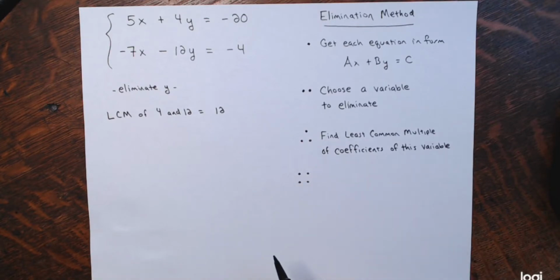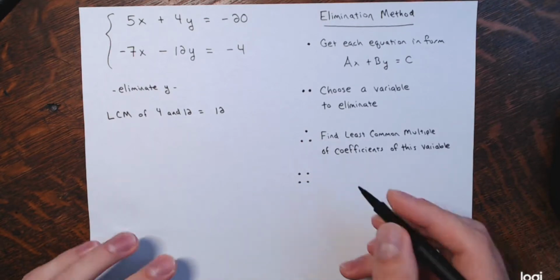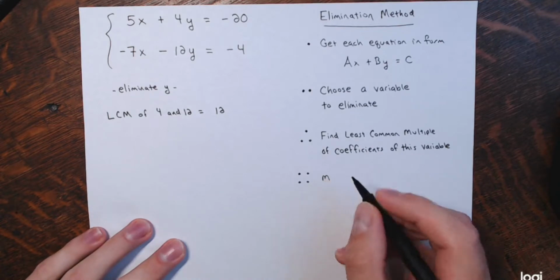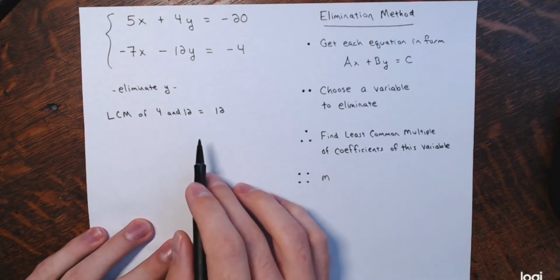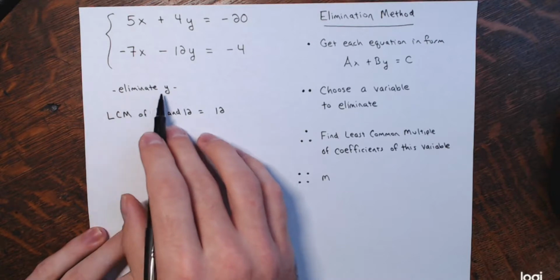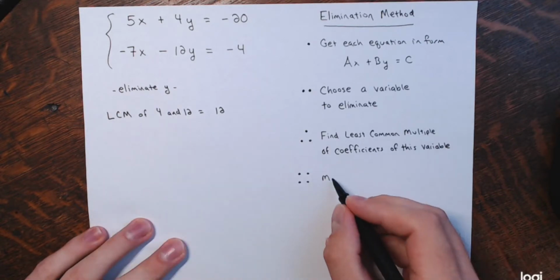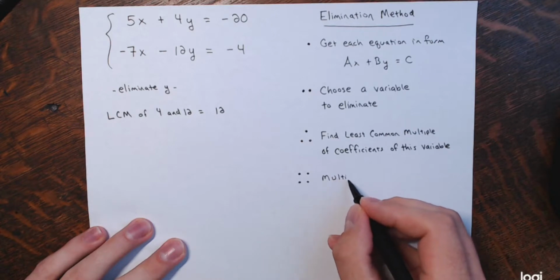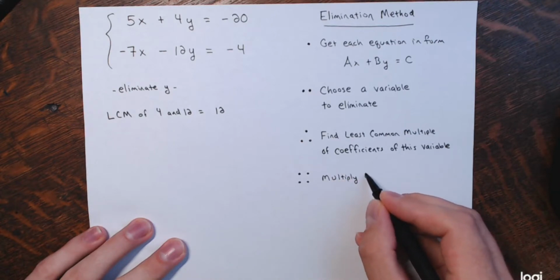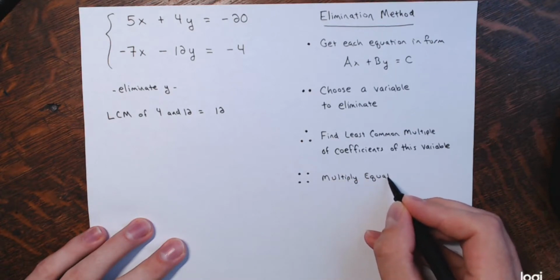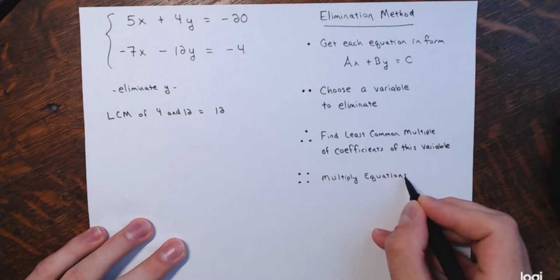Right, then we're going to multiply the equations by some numbers to get the coefficients of our variable, the variable we want to eliminate, to get the coefficients of that variable to be opposites. So I'm going to multiply the equations by some numbers, not necessarily the same numbers.